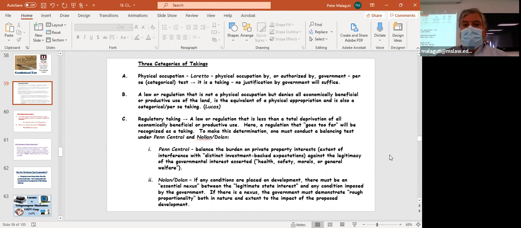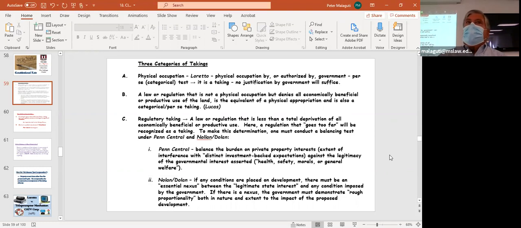And so what these cases will tell us is that there has to be a nexus. A nexus is a relationship. There has to be a nexus between the legitimate state interest and the condition imposed by the government. Furthermore, it has to be a roughly proportional relationship, both in the nature and extent of the impact of the proposed development.